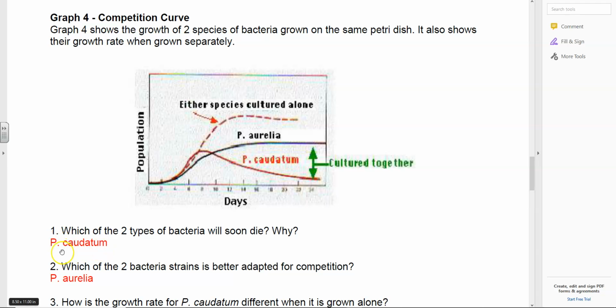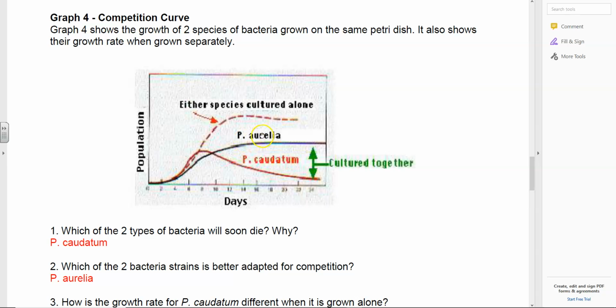sorry, it starts with a C, caudatum, it grew really fast, and it's probably using a lot of resources, but then it was competing with itself, so it hit maybe the carrying capacity of that petri dish and started dropping a little. This was more gradual, and so it was able to adapt to its environment and survive. But because this one was doing so well, this one started doing so bad. Right? It's that competition.